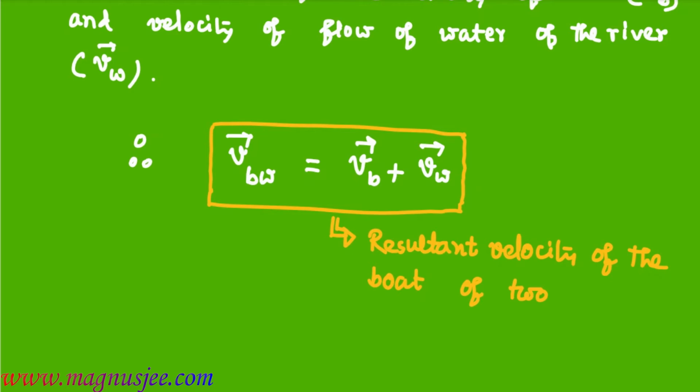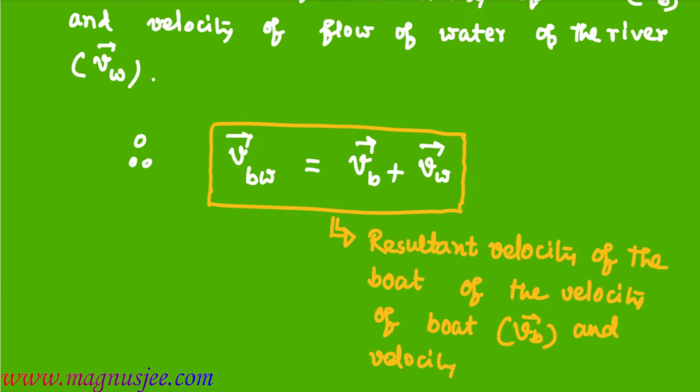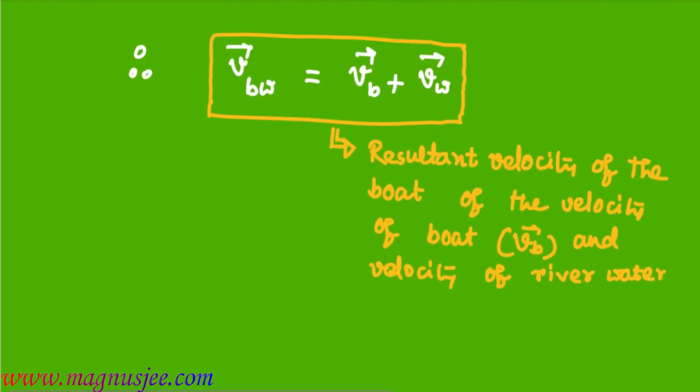Resultant velocity of the boat, of velocities. Resultant velocity of the velocity of boat, vector VB, and velocity of water, vector VW. Velocity of river water, vector VW.